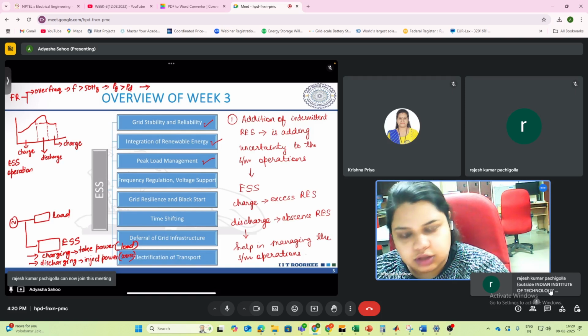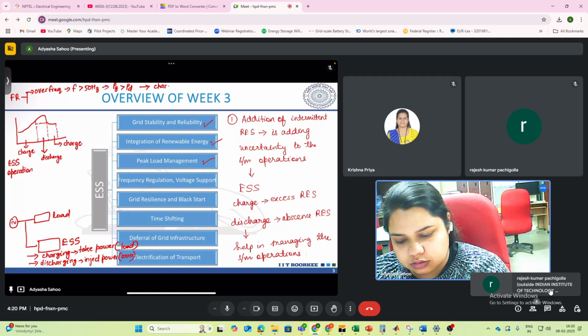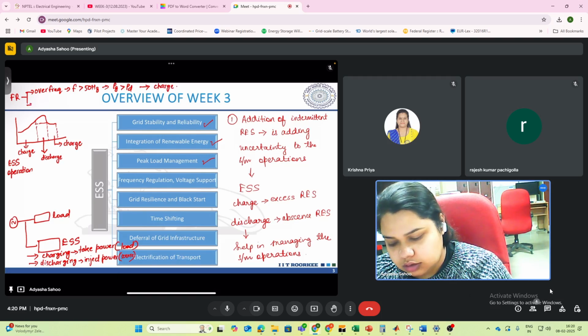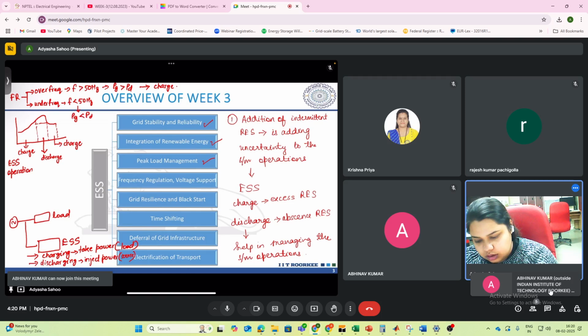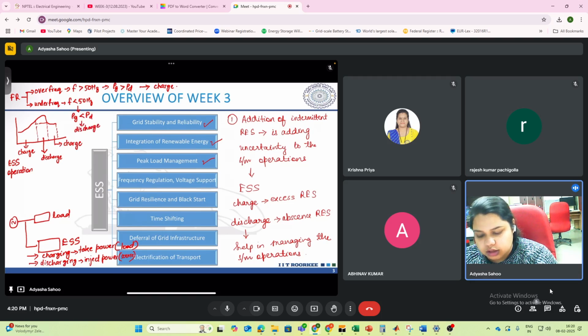When there is excess generation available, the storage can charge, and during periods of under frequency, when the frequency is less than 50 hertz, means there is less generation than the demand, then during these times the storage can discharge, so that the generation and demand is balanced. And whenever the generation and demand is balanced, then automatically it will reflect in your frequency, so that your frequency is at 50 hertz. So that is frequency regulation.